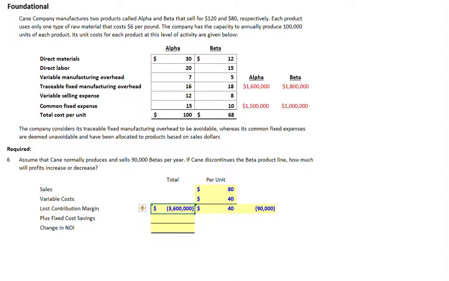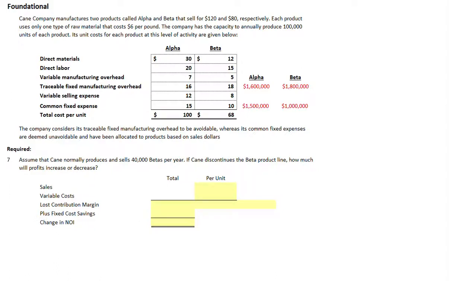Would we have any cost savings? Well, our only cost savings will be our traceable fixed manufacturing overhead of $1.8 million. So overall, we would be worse off by $1.8 million. We don't want to discontinue the beta product line if we're selling 90,000 units per year.